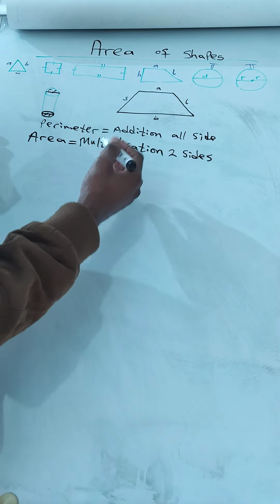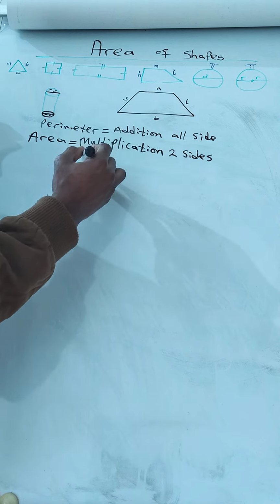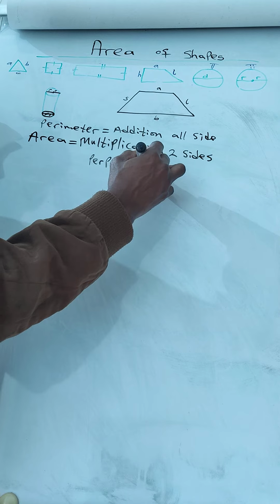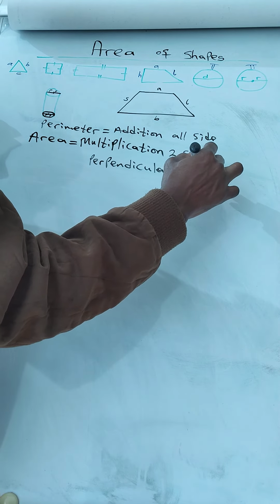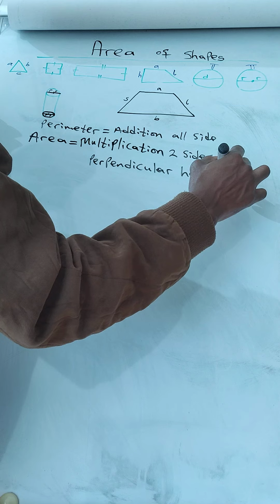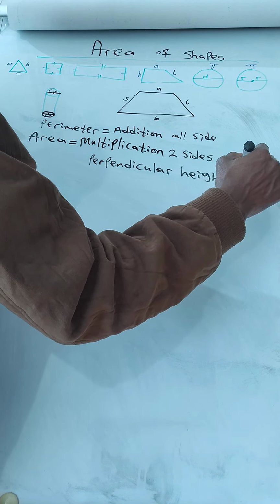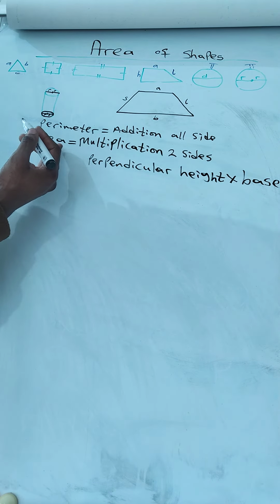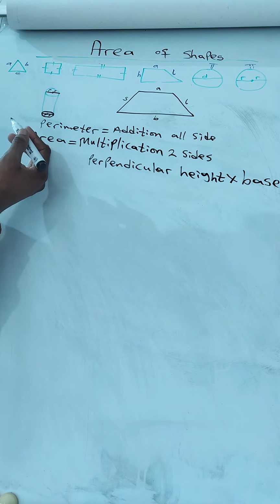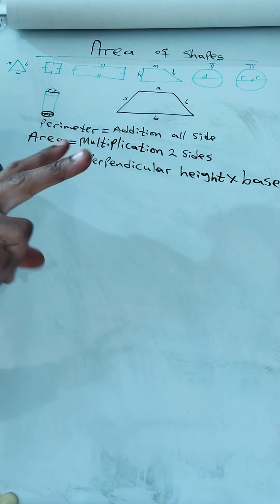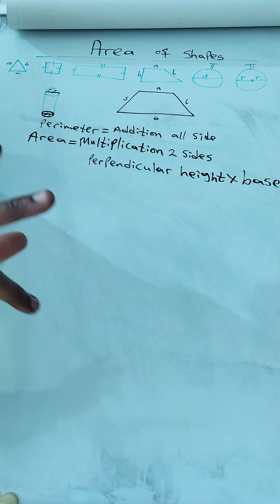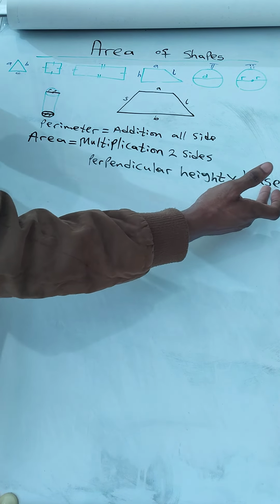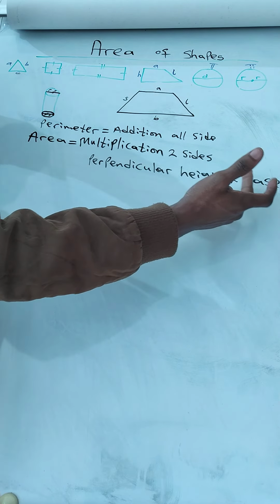Now what are the two sides you need to take note of when you are dealing with area? The first one is the perpendicular height. Area is the perpendicular height multiplied by the base. So for any shape, to get the area, you just need to know that you are multiplying only two sides: the perpendicular height of that shape multiplied by the base of that shape.